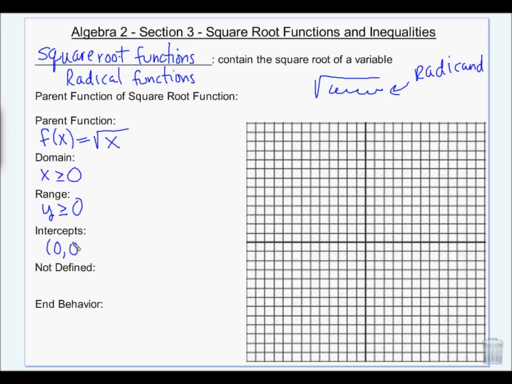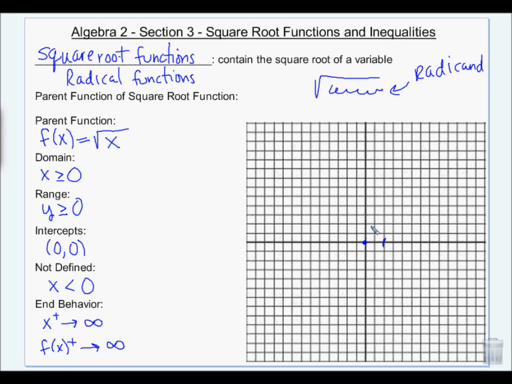Our intercept is (0, 0). So our x value is 0, our y value is 0. It is not defined when x is less than 0. And our end behavior, so what's happening to the end of the parent graph, is that as x goes more positive, it heads towards infinity, and as y, or f of x, gets more positive, it also heads towards infinity.